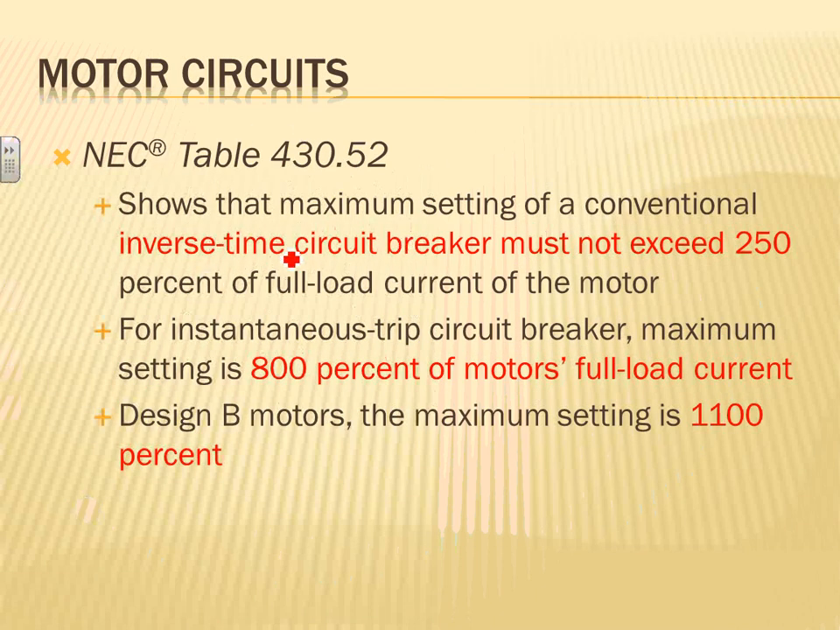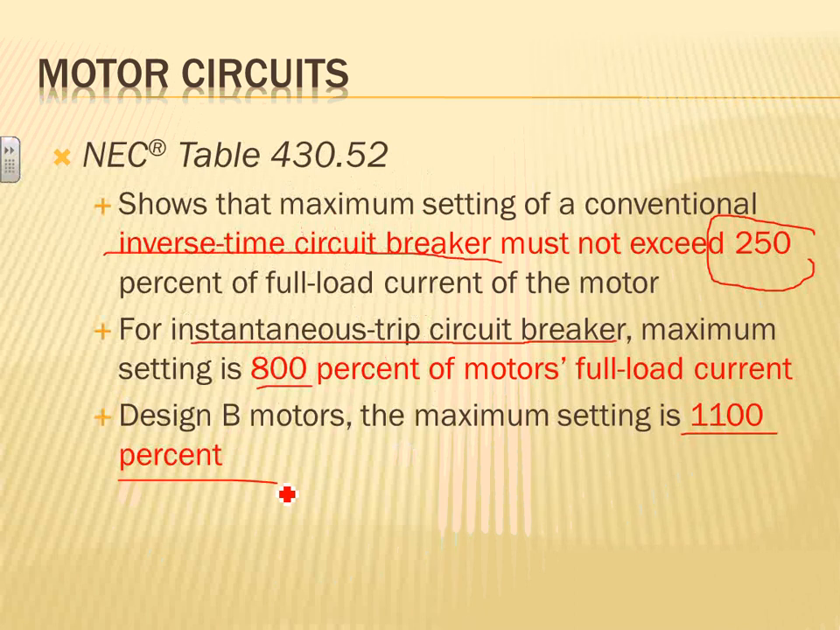Okay, motor, this is just talk about if you're using this one. We'll talk about this one again, guys, on motors. If you're using inverse time circuit breakers, your multiplier for motors is 250%. If you have an instantaneous trip like a motor protector, you can go as high as 800%, or if it's designed to be efficient, you can go 1100%. So just imagine if your motor is 100 amp, your circuit breaker will be 250 rated. If your motor is 100 amp, your instantaneous trip circuit breaker will be 800.